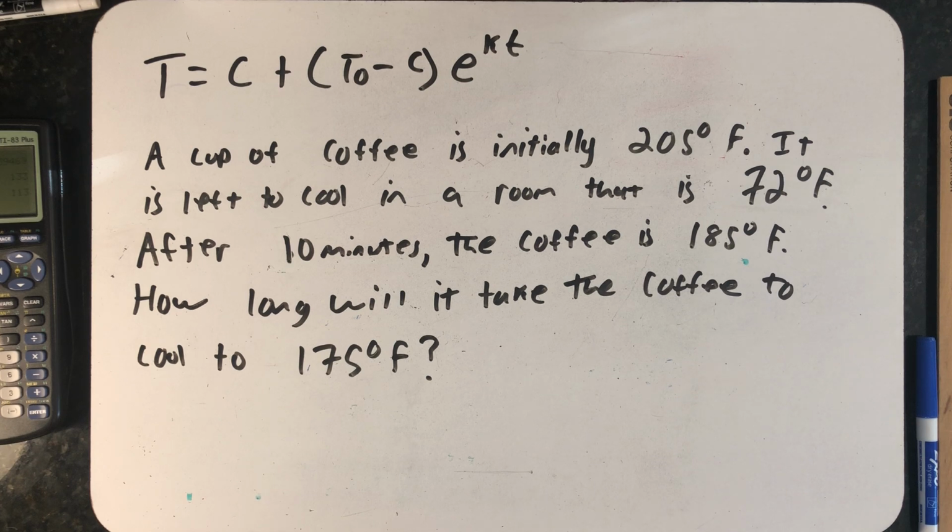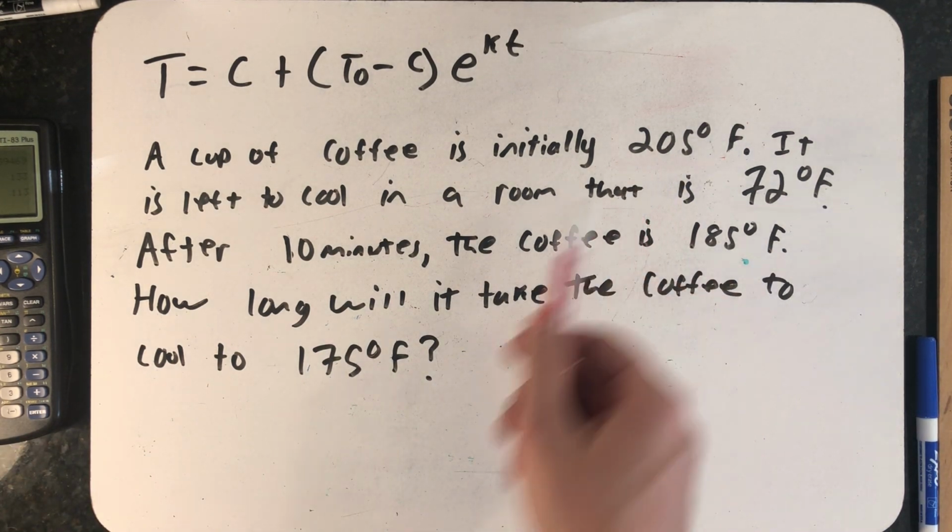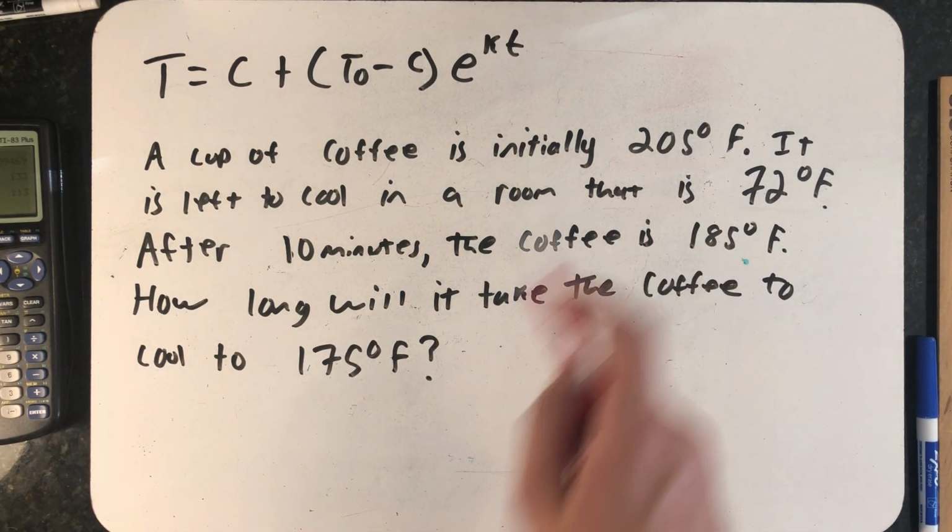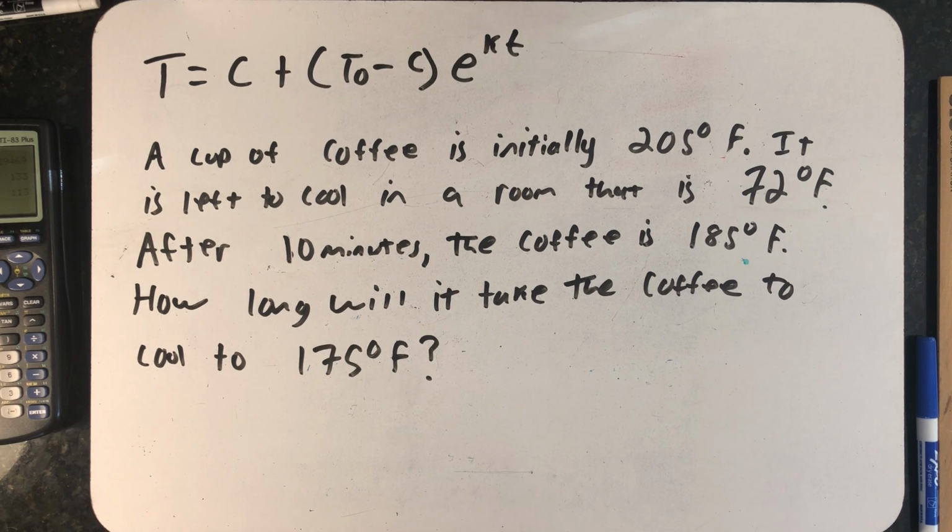A cup of coffee is initially 205 degrees Fahrenheit. It is left to cool in a room that is 72 degrees Fahrenheit. After 10 minutes, the coffee has cooled to 185 degrees Fahrenheit. How long will it take the coffee to cool to 175 degrees Fahrenheit? I actually looked up how hot a cup of coffee should be, and I picked this number because it's in the range given by the National Coffee Brewers Association, which I didn't know was a thing until right now.